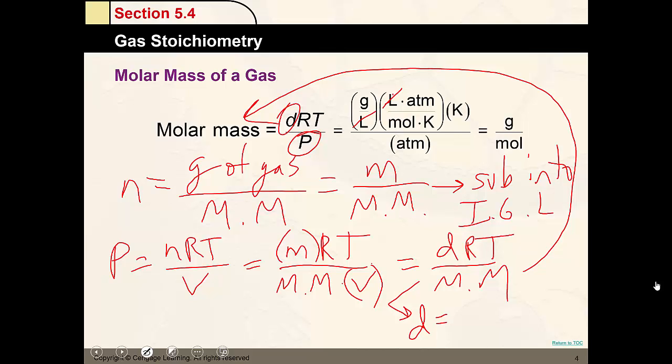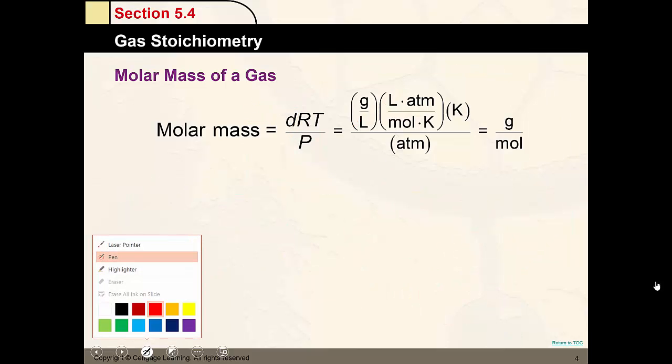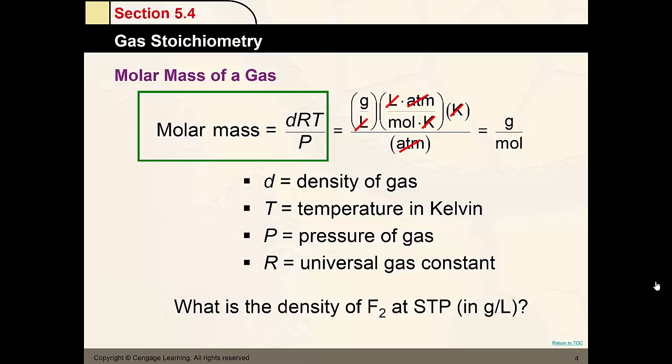If you rearrange this for density, it's the molar mass times pressure over RT. Okay, so you can use that in order to solve the following problem. So what is the density of F2 at STP? So that's fluorine gas, and remember, be careful, make sure you're using the molar mass of F2.